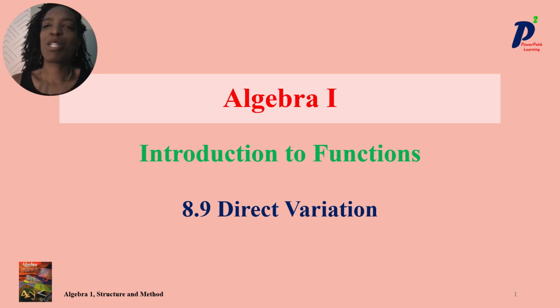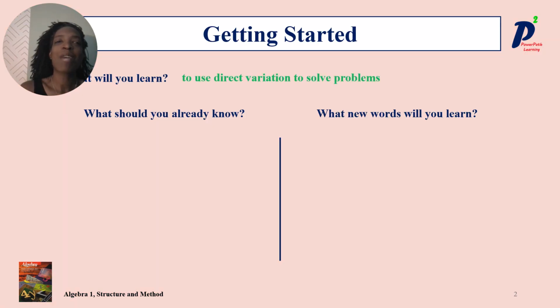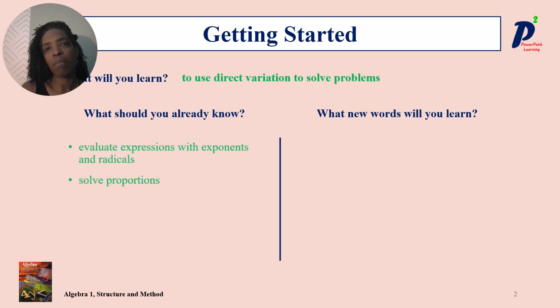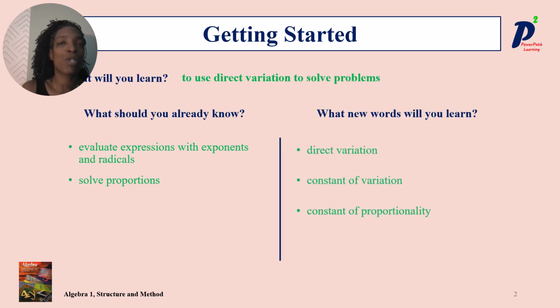Welcome to the Algebra 1 Structure and Method textbook series. This is Chapter 8, Section 9, Direct Variation. Today we're going to use direct variation to solve some word problems, and before we get started, make sure that you know how to evaluate expressions using exponents and radicals, and we also need to be able to solve proportions. You're going to learn a few new words as well.